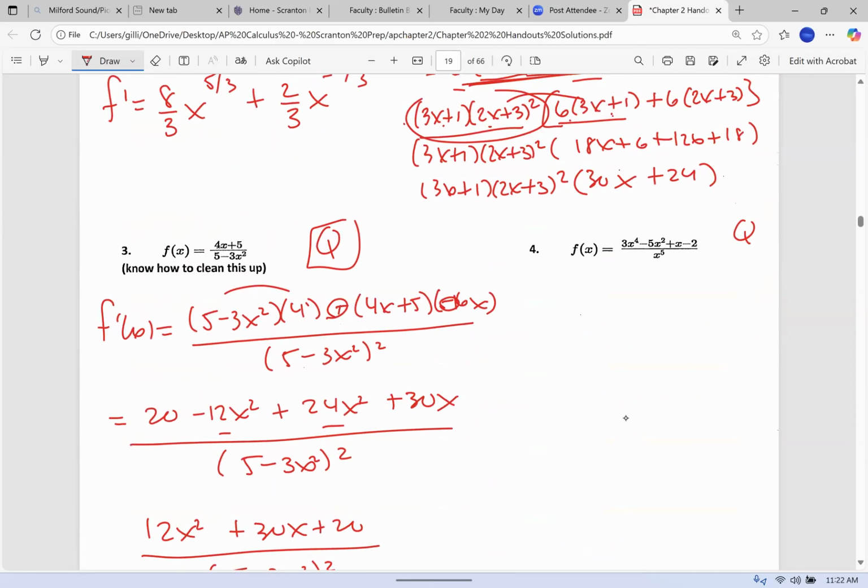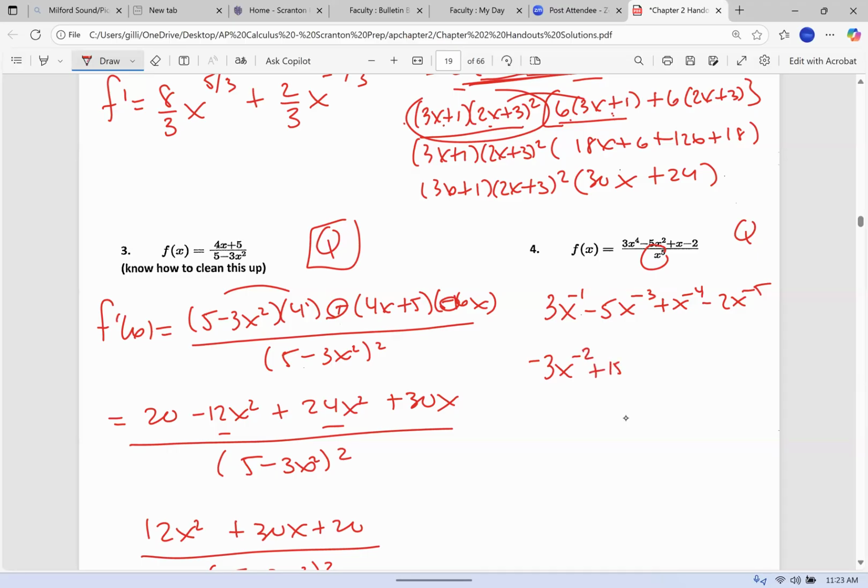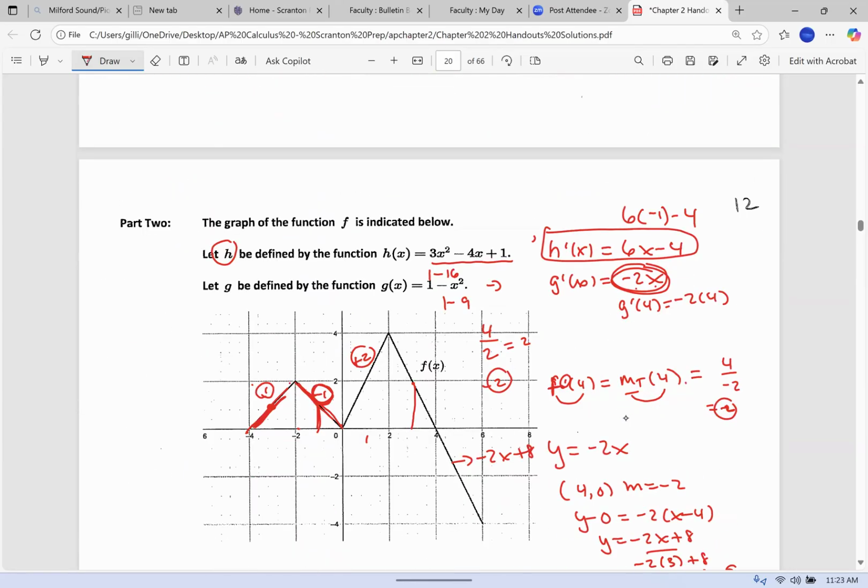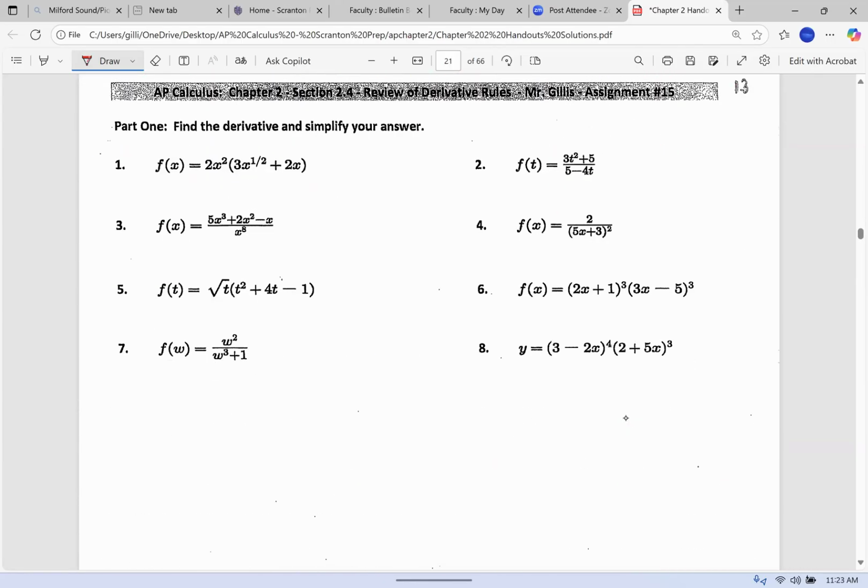And number 4, do we have a quotient? Yes. Would I do algebra first? Yes. Why? I'm dividing by a monomial. So no quotient rule. I'm just going to subtract those exponents. But now its derivative is found by dropping down the power, repeating the x, and decreasing it by 1. And there's my derivative. And now I'm going to go into some homework problems.